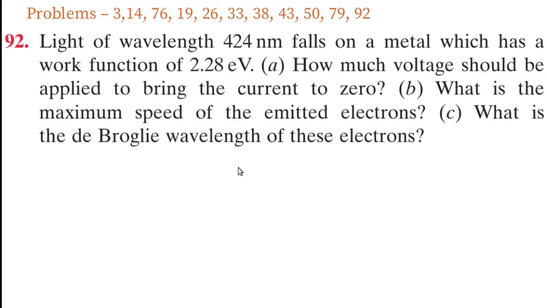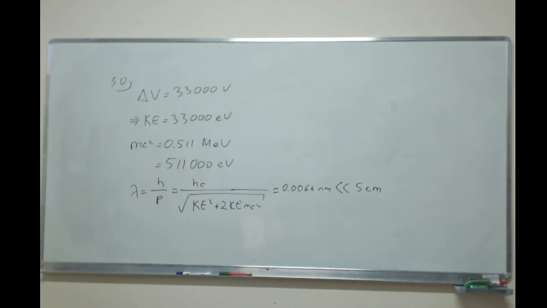Next problem is problem 92. A light of wavelength 424 nanometers falls on a metal with a work function of 2.28 electron volts. How much voltage should be applied to bring the current to zero? What is the maximum speed of the emitted electrons? What's the de Broglie wavelength of these electrons? So this is kind of a mixture of a couple of things, and this is actually what you should expect in the upcoming exam.